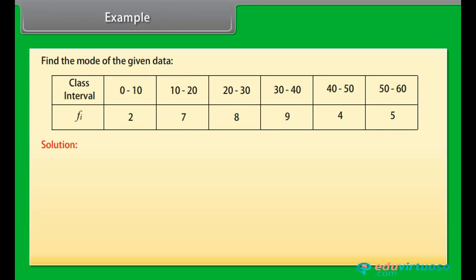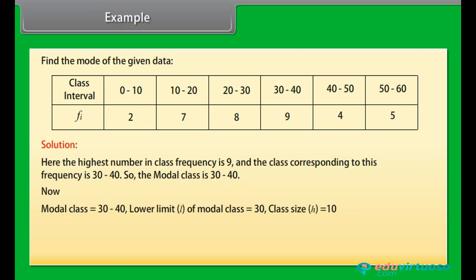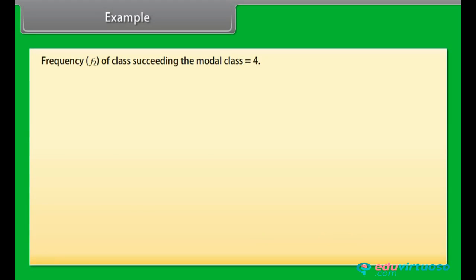Example. Find the mode of the given data. Solution. Here the highest number in the class frequency is 9, and the class corresponding to this frequency is 30 to 40. So the modal class is 30 to 40. Lower limit L of the modal class is equal to 30. Class size H is equal to 10. Frequency F1 of the modal class equals 9. Frequency F0 of the class preceding the modal class equals 8. Frequency F2 of the class succeeding the modal class equals 4.